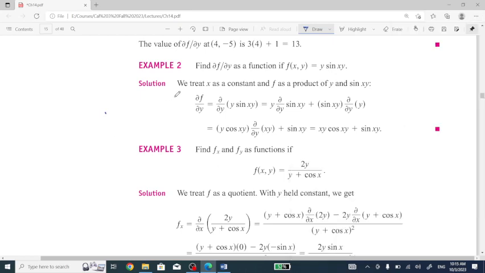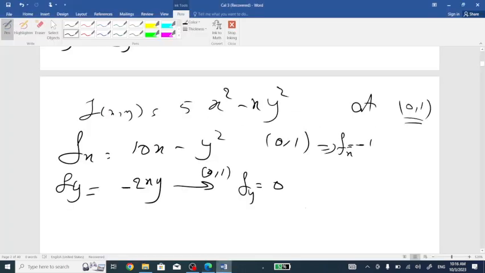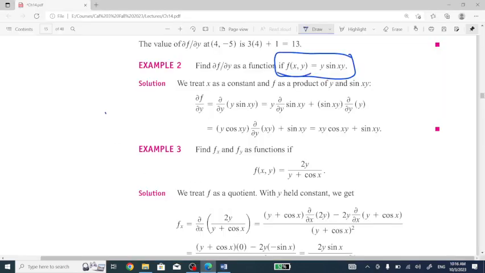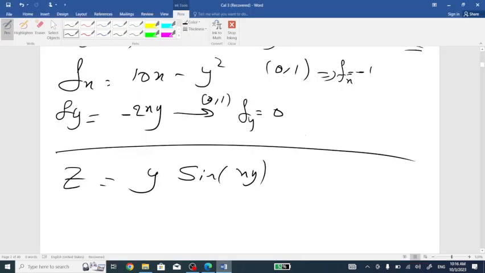Okay, so look at this example. My function has z equal to y sine of xy. I changed what? Instead of calling it f(x,y), I say z. Am I right? Can I do it like that? It's clear. If you don't like it, change it to f in your mind. So both of them are true.